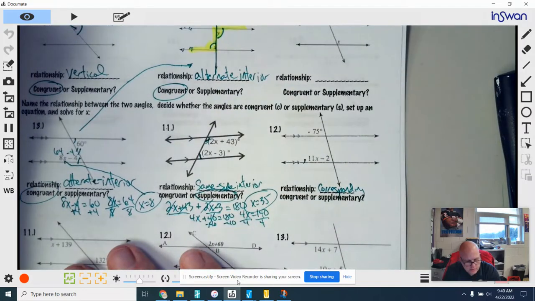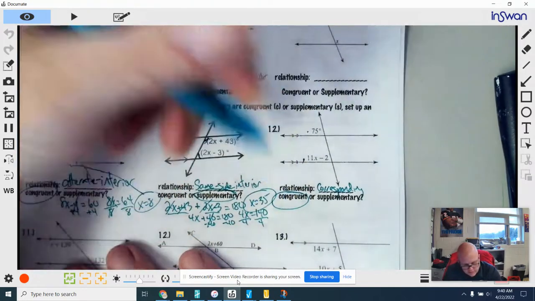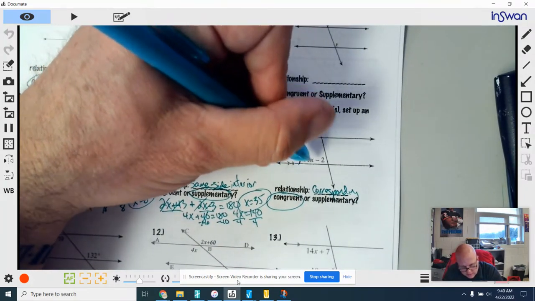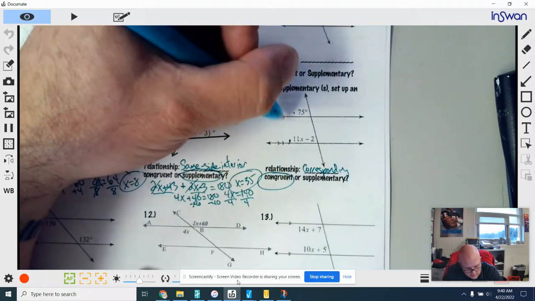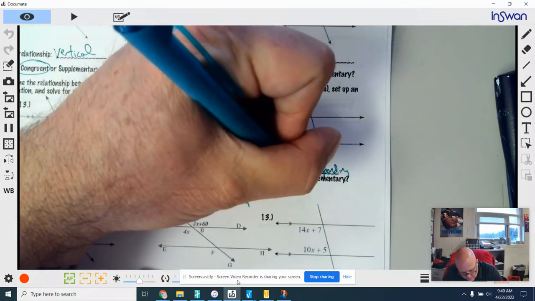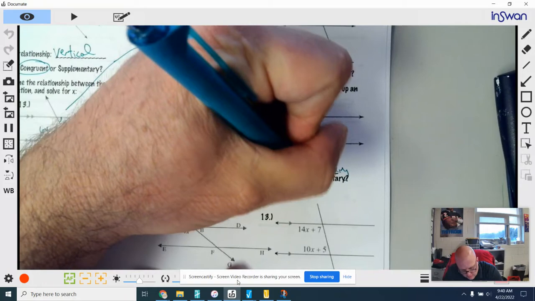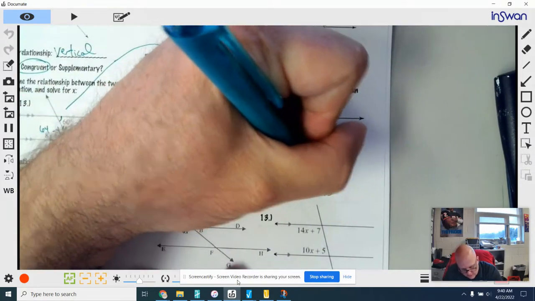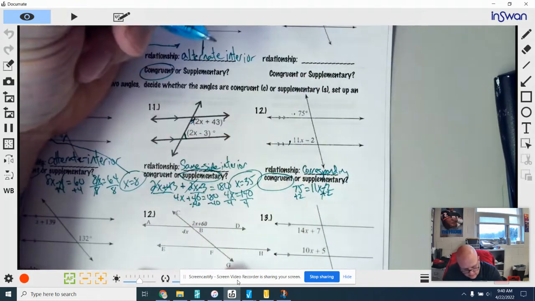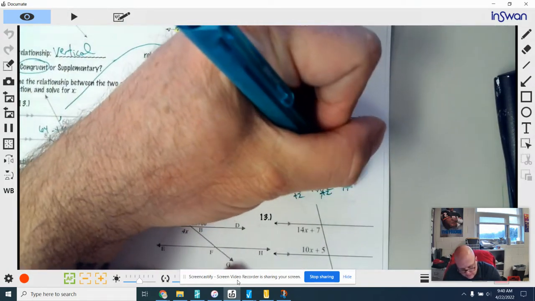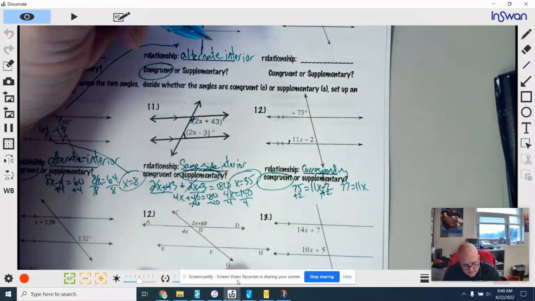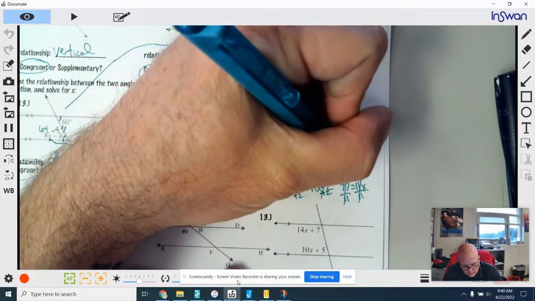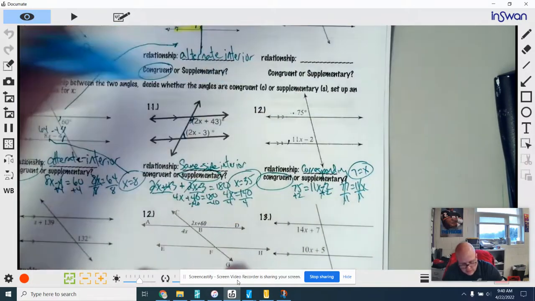And we already talked about before, corresponding is congruent, which means they're equal to each other. So if they're equal to each other, then I just set these two numbers equal to each other. So I'm going to come down, take this first one, 75, equals the second one, 11x minus 2. Okay, then we solve for x. So I add 2 to both sides, cancels. I get 77 equals 11x. Divide both sides by 11. And we get 7 is equal to x, or x is equal to 7.